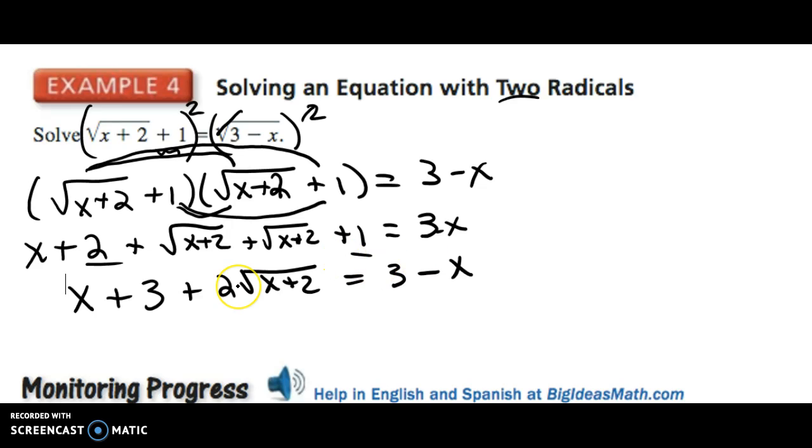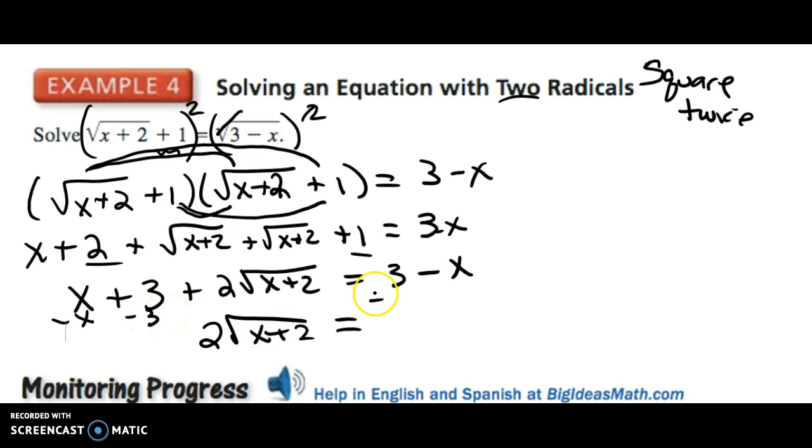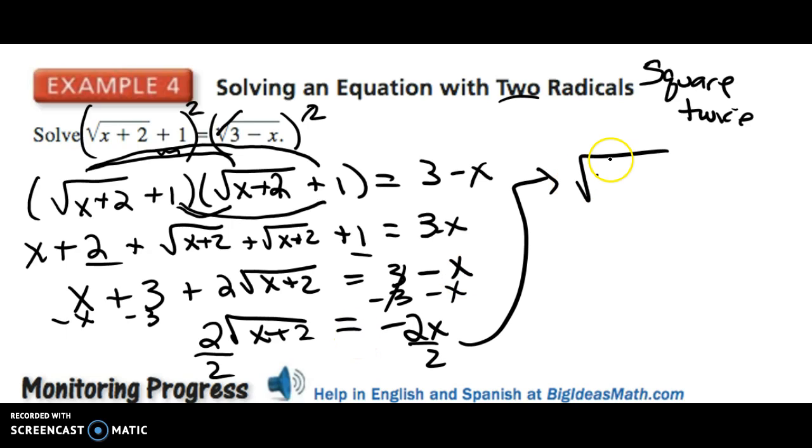Now, I'm left with a radical still, so I want to get this radical by itself so that I can square it again. So when I have these 2 radicals and I can't get them by themselves, I'm going to actually have to square 2 times. So that's your hint on this one. We're going to have to square twice. So let's get this one by itself. I'm going to subtract this x, and I'm going to subtract this 3 to the other side. After subtracting that, I can then divide both sides by 2 to get the radical completely by itself. So I'll have radical x plus 2 equals negative 1x.